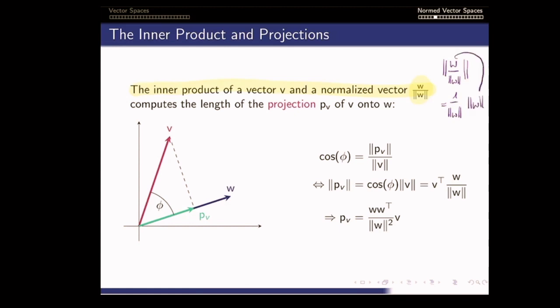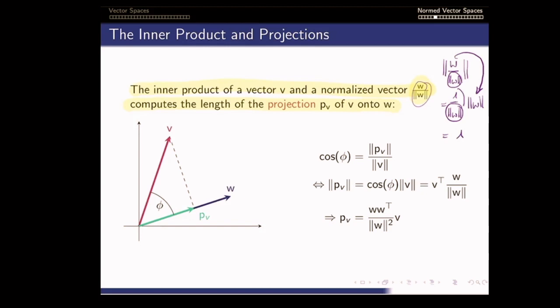So this w is this w, and this norm is this norm. And then we have 1 over the norm of w times the norm of w, which is just 1, right? So a vector which has this form here always has a norm of 1. So the inner product computes the length of the projection PV of v onto w.